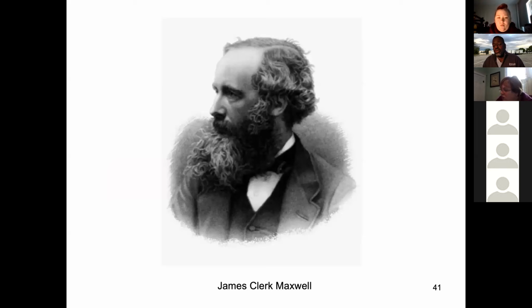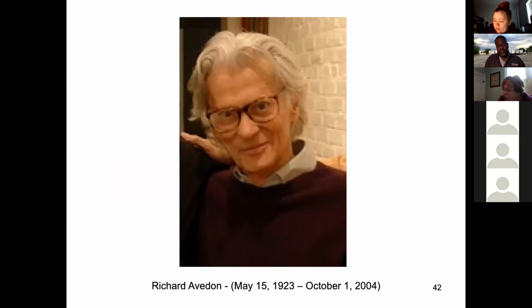Then there's James Clerk Maxwell, first color photograph. That's who made that. We're not going to study too much about him, but that's what he's famous for.